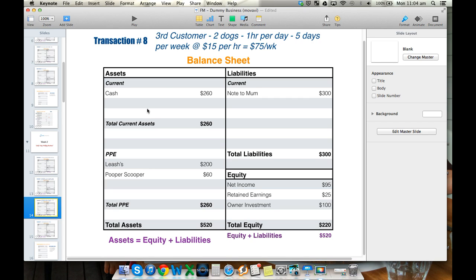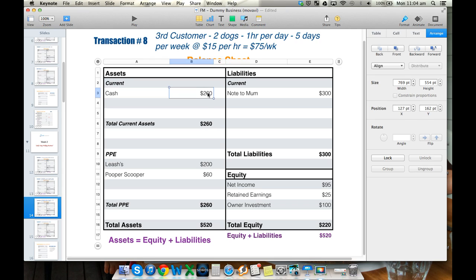Okay, so just like the other 2, pretty straightforward stuff now for you. So the cash goes up by $75. Now we're going to have $335 in cash, and once again our net income goes up. So it's now going to be $170 in net income. Are we in balance? Yes. Total assets are $595. Equity and liabilities, it's also $595. We are in balance.